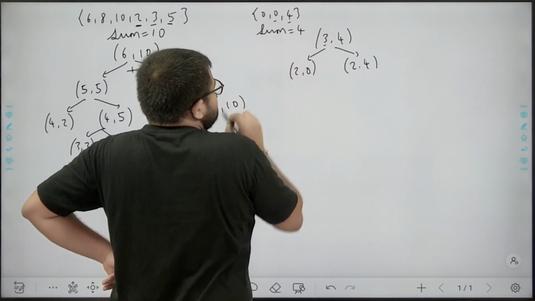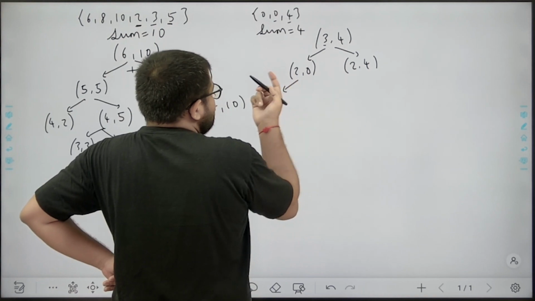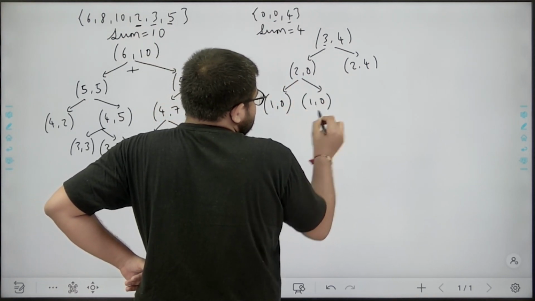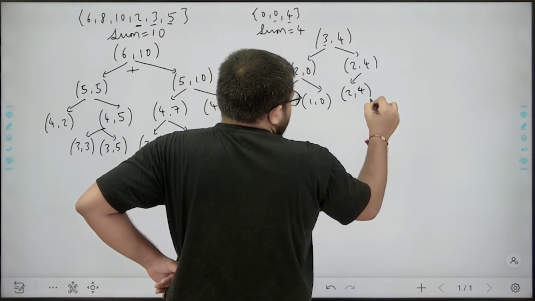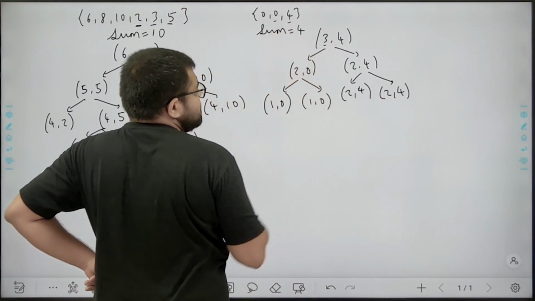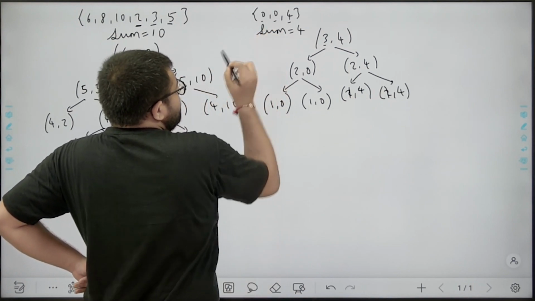Now I'll decide whether to take this element or not to take it. If I take it, it would be 0 minus 0, 0. So it will become 1, 0. And if I do not take it, it will remain 0 only. Again here, if I do not consider it, it will remain 4 only, and if I consider it, it will remain 4 only, because this is 0 and this will become 1. Okay, sorry. Now I am talking about this element.